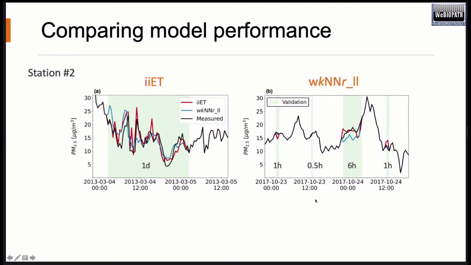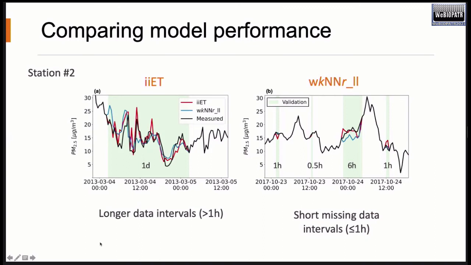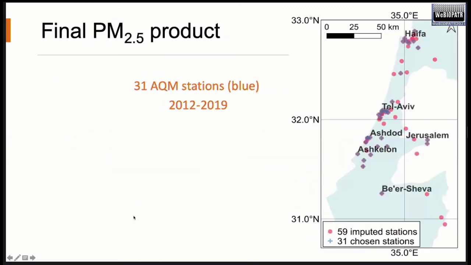And so eventually these two best models were combined. So I've used the imputed values from WKNNR with lag and lead in the short missing data intervals of 1 hour and half hour, and the IIET in the longer data intervals. And this ended in a complete data set of 31 AQM stations from 2012 to 2019, marked here in blue and spread all over Israel.